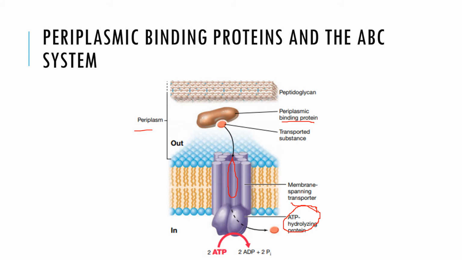Transport systems that employ a periplasmic binding protein along with transmembrane and ATP-hydrolyzing components are called ABC transport systems. The ABC standing for ATP binding cassette, a structural feature of proteins that bind ATP. More than 200 different ABC transport systems have been identified in various bacteria, and these catalyze the uptake of a wide variety of organic and inorganic compounds.